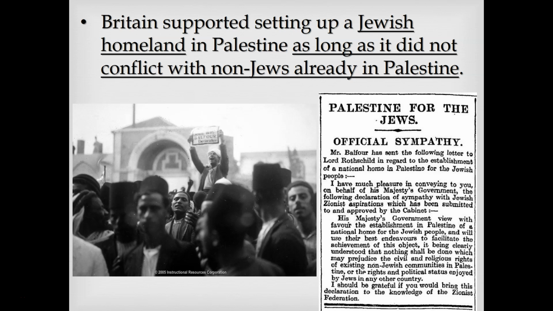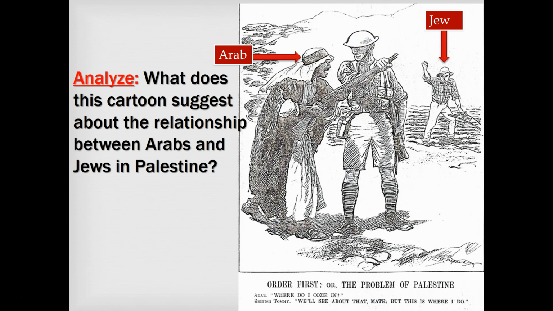So let's look at this political cartoon that really refers to this tension that's growing between Arabs living in Palestine and Jews returning to Palestine. And what we have here is a British soldier right there in the middle, and he's kind of holding the Arab back from attacking the Jew, and the Jew looks pretty angry that the Arab's there in the first place. And so there's a lot of tension there.